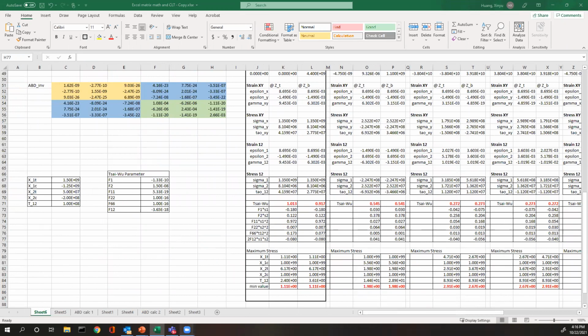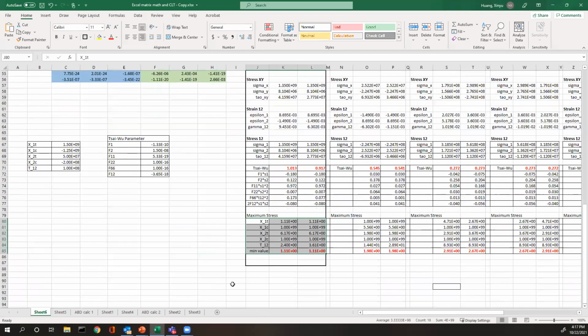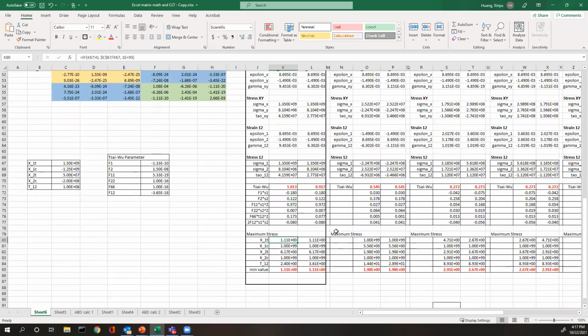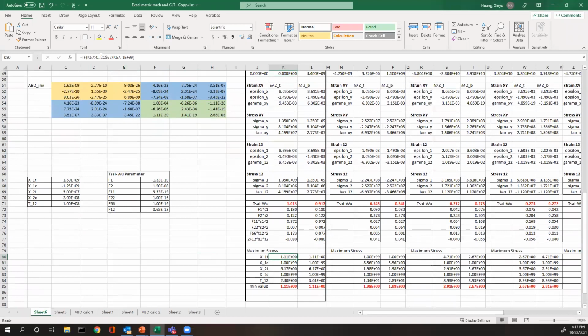We can put it in the CLT code. The other one is basically the maximum stress theory. So I put the second failure theory over here. This is my block that calculates the failure theory based on the maximum stress. So I just simply compare. If I look at how I calculate it, I calculate a ratio, which is over here.